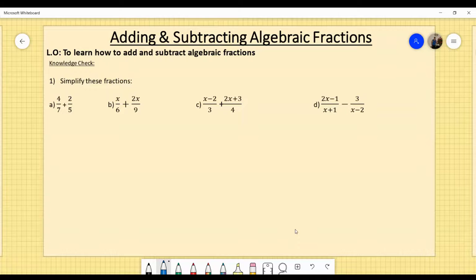Okay, so for the first part of today's lesson, we're going to have a look at how you add and subtract algebraic fractions. So if you can have a go at the questions on screen, and then when you're ready for me to go through, hit play again and I'll show you how to do them.